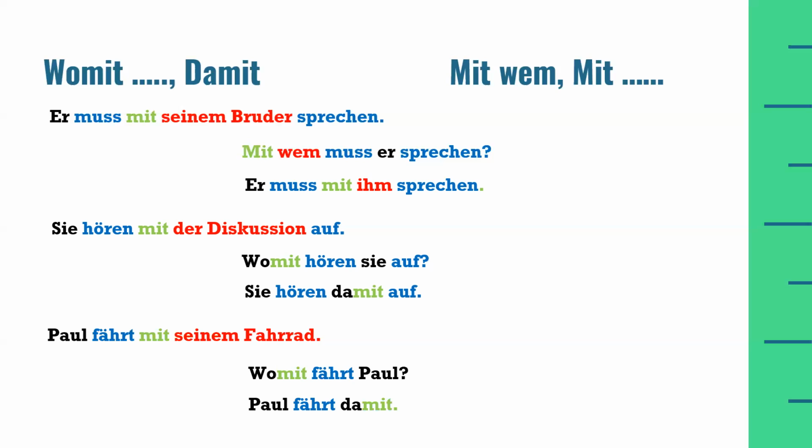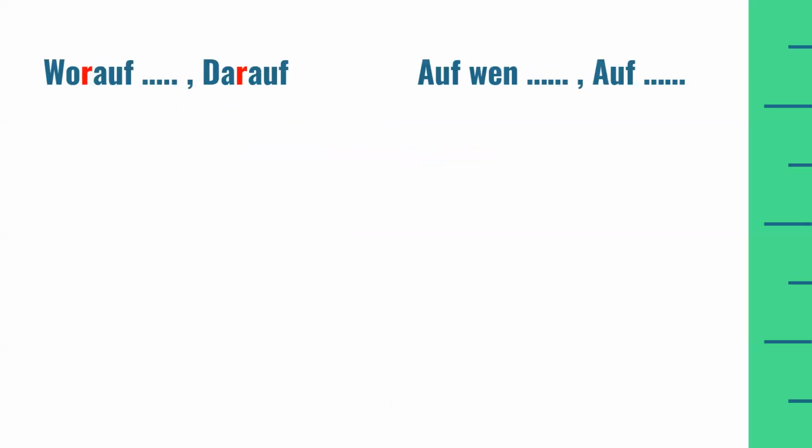Again, because we are talking about a Fahrrad, which is a cycle and it is a thing, we can use the wo compound for this. We cannot use mit wem fährt Paul or Paul fährt mit ihm. We cannot use this because mit wem or simple mit with a personal pronoun is used for the living person, and for a non-living thing we have to use womit and damit.